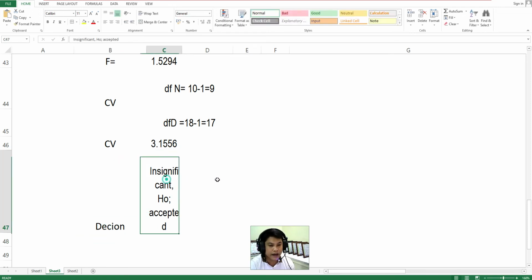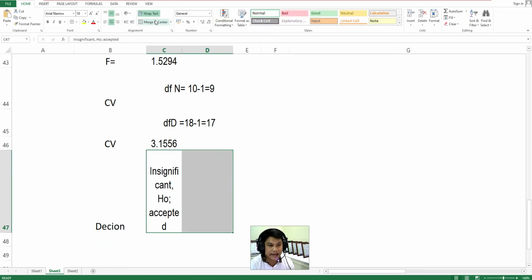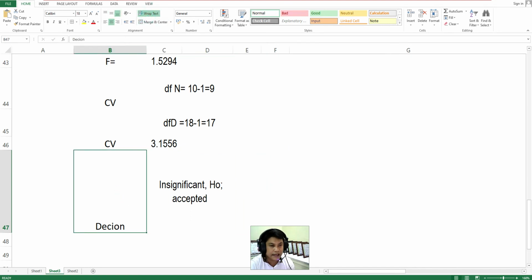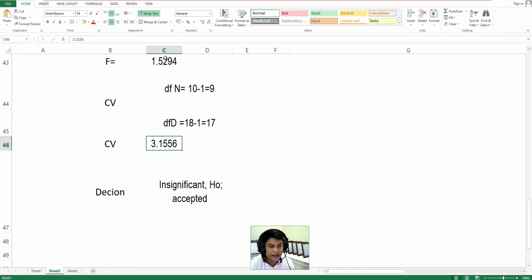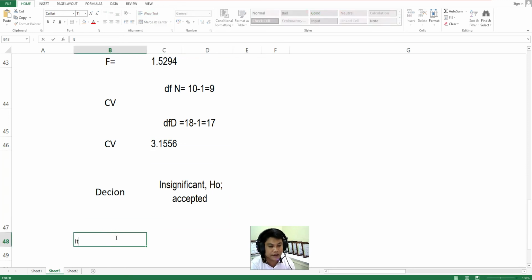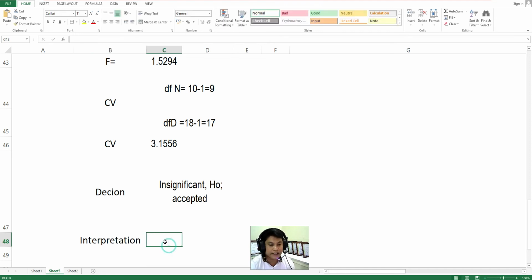Okay, so we are now accepting the null hypothesis again because our null hypothesis says that there is no significant difference. And it so happened that there is no significant difference because our F does not go beyond the critical value as we referred it to the table. So what does it mean now? Our interpretation is that they are equal.